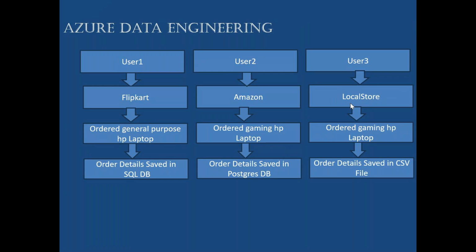So if you see, user one purchased the laptop through Flipkart. User two purchased the laptop through Amazon. User three purchased the laptop by visiting the physical store. Let's say the physical store is in Hyderabad, Gachibowli, or Hyderabad, Kondapur, or Hyderabad, Kukatpally. There we have HP local stores, we can go to the HP local store and order the HP laptop. If it is already available, they will give it to you.